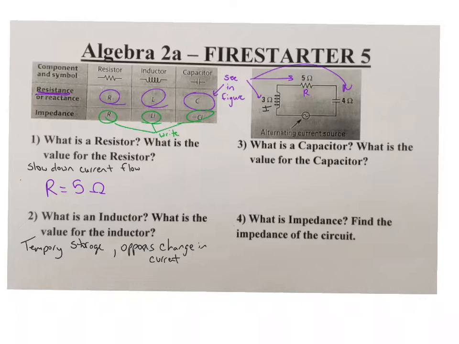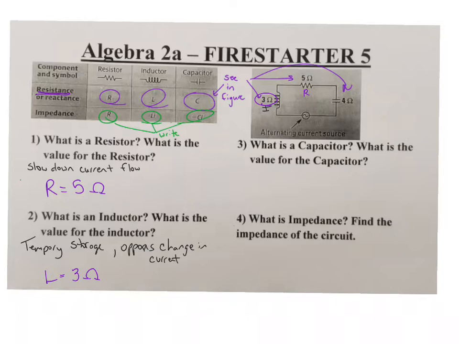Now, when we use our figure, the inductor right here, we're going to call it L. I put I, but I is not what I want. I want L. And it is going to be 3 ohms according to our figure. So that's the value or the reactance of our inductor.